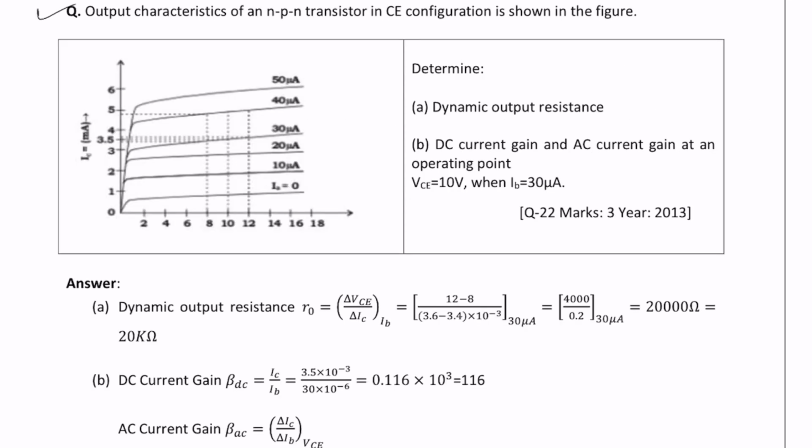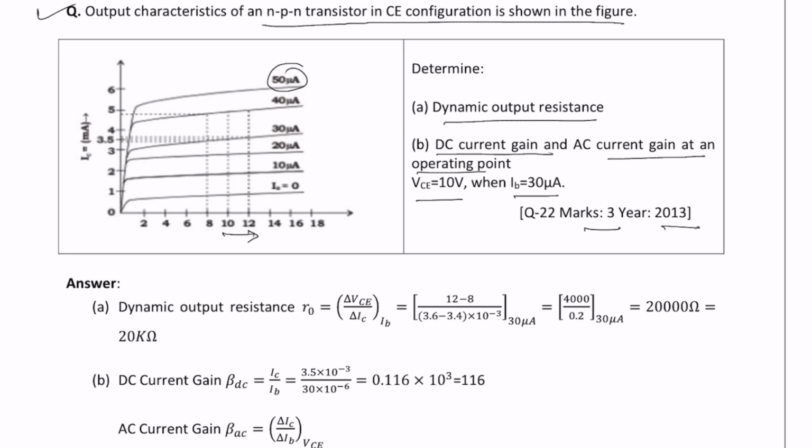Now the output characteristic of an NPN transistor in common emitter configuration is shown in the figure. So see, this is the voltage for a fixed current. Determine the dynamic output resistance, DC current gain and AC current gain at an operating point, if the collector emitter voltage is 10 volt when the base current is 30 microampere. So this is a 3 marks question. This question was asked in the year 2013.